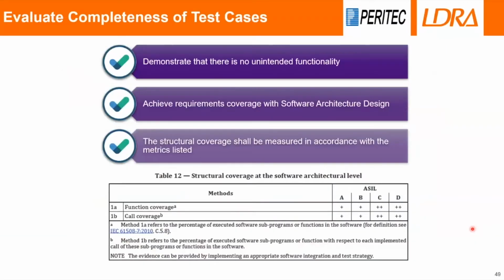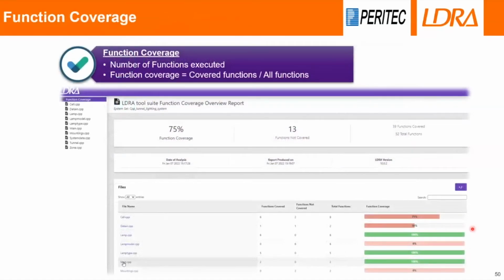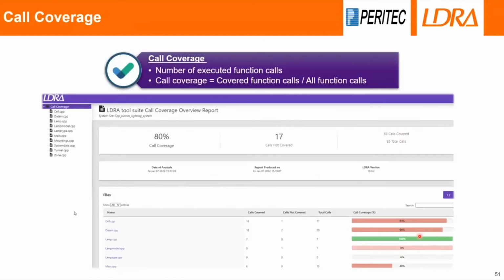And finally, in automotive applications, it is also recommended to demonstrate that there is no unintended functionality. That means you need to ensure that function coverage and call coverage are achieved. Function coverage is nothing but the number of functions covered based on a requirement-based test divided by the total number of functions. The tool provides you a report for function coverage. You can see here out of 52 functions, 39 are covered, 13 are not covered. The uncovered ones you can see here.